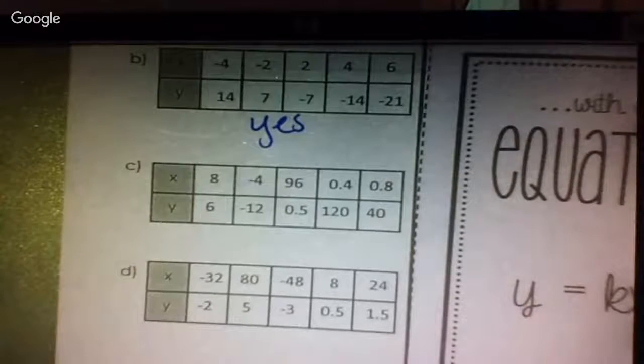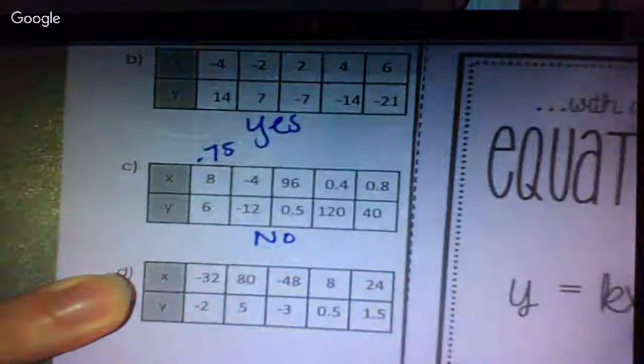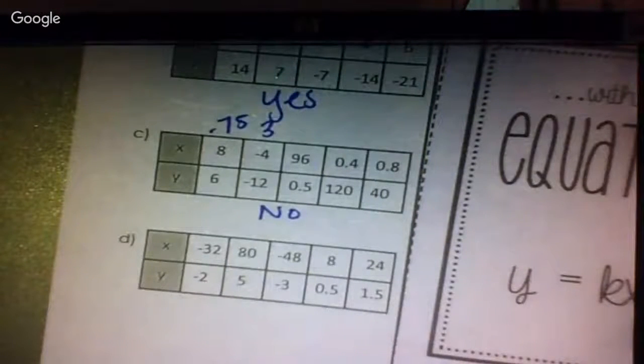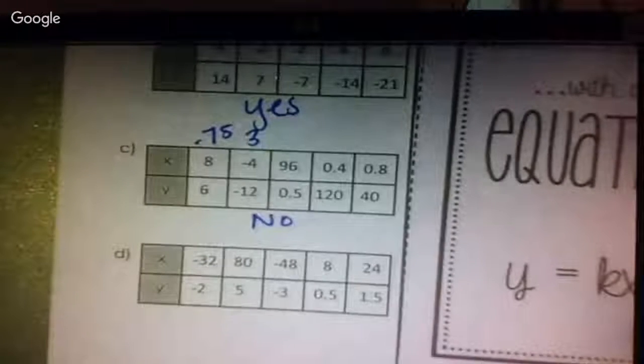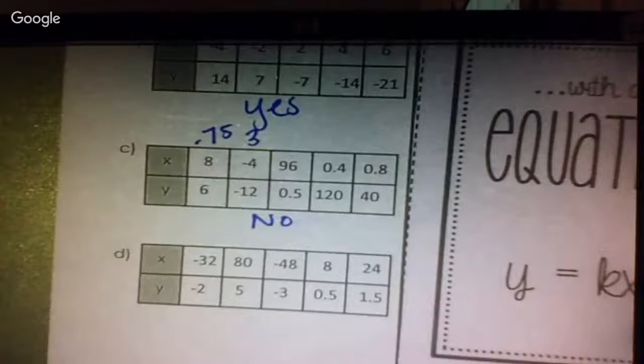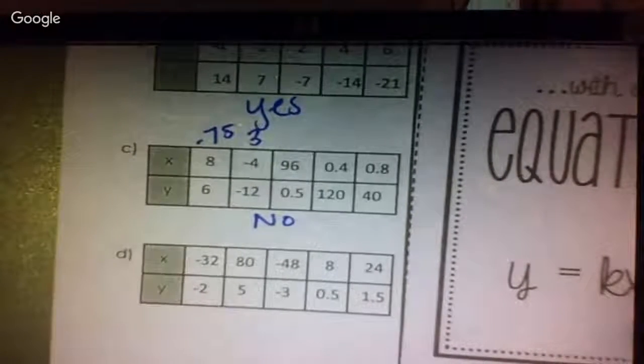Okay. C, let's see. Justin, is C direct variation? No, it's not. If you do the first one, you get 0.75. If you do the second one, you get 3. So right there, as soon as you get a constant that's not the same, you know it's not.